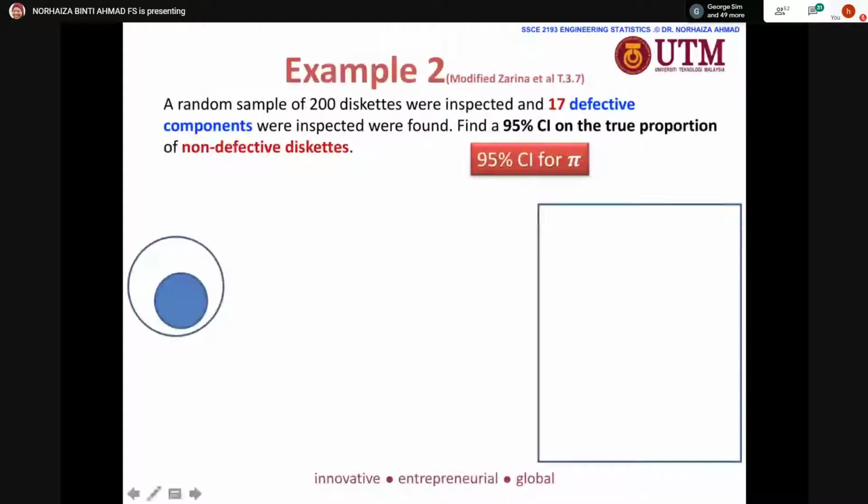So here you have a 95% confidence interval for pi. What's the definition of pi here? The definition of pi is the proportion of non-defective, so we're interested in the non-defective. From the sample, 200 diskettes were inspected and 17 were defective. So in this case, I can't use this estimate to calculate my confidence interval. I need to find the non-defective rather than the defective.